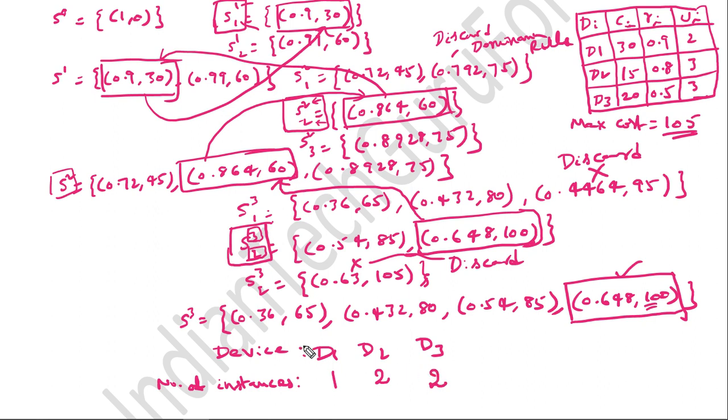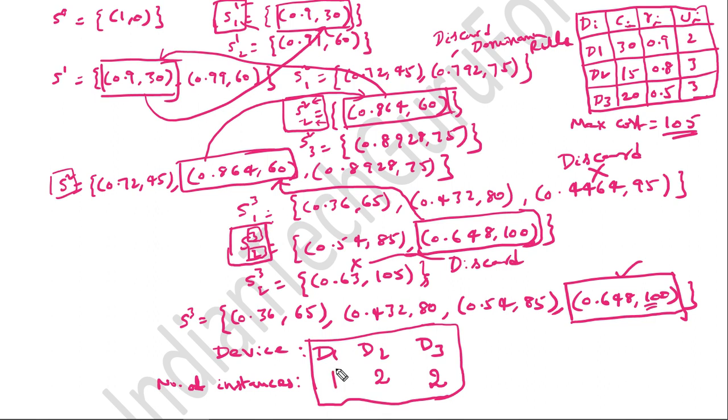The final result is that we need to consider all the devices to make sure that the system is built, and how many instances we need to purchase of each device. So we need to purchase a single instance of device 1, 2 instances of device 2, and 2 instances of device 3. So let me calculate the cost.